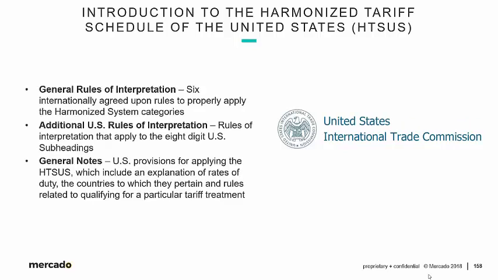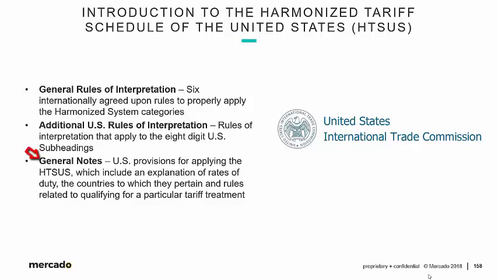Let's talk a little bit more about some of the topics that we mentioned in the previous slides. GRIs, General Rules of Interpretation. Six internationally agreed upon rules to properly apply the Harmonized System categories. We said this, the GRIs are used by a couple of hundred countries around the world, members of the WCO, essentially, the World Customs Organization. We also made mention of additional U.S. rules of interpretation, which are rules of interpretation that apply to the 8-digit U.S. subheadings, that legal classification that we talked about.